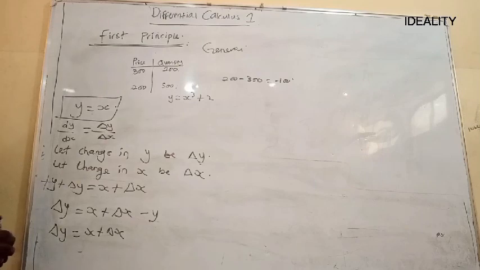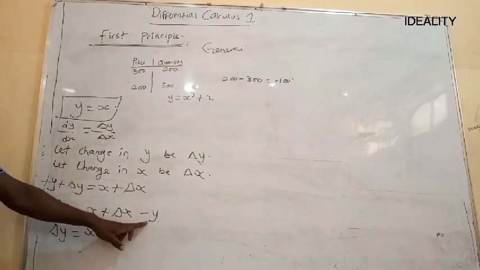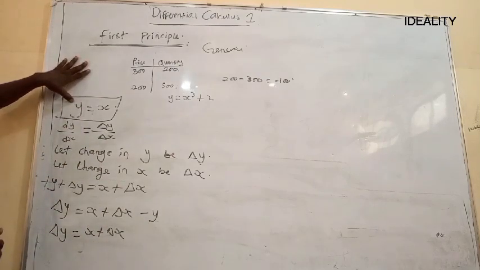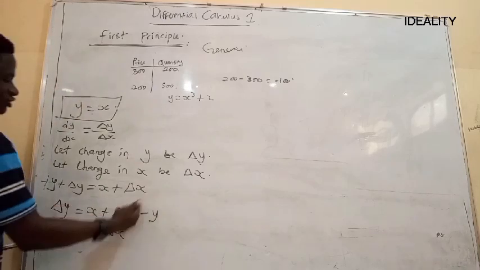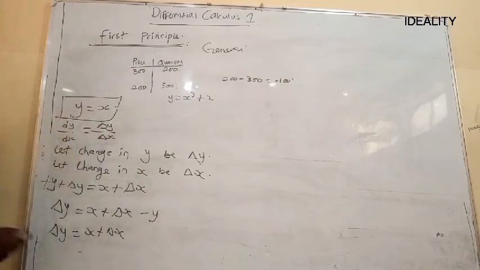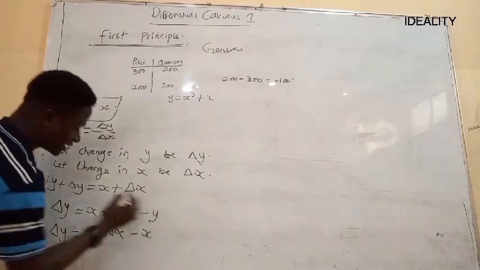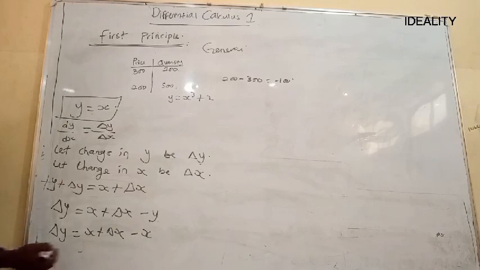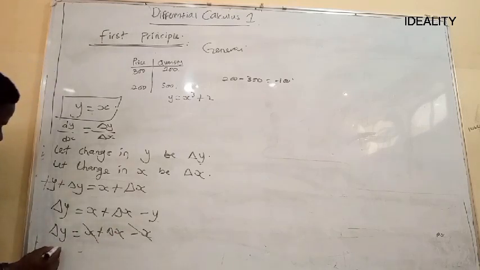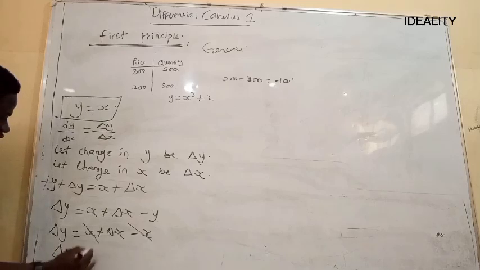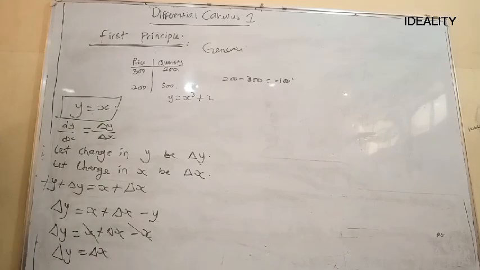Then we have theta y equals x plus theta x minus y. And you go back to the beginning of the question. What is the value of your y? The value of your y from the beginning of the question is x. So anywhere you see y, you put x. So I can simply replace this y with x. So we have minus x. Now I have plus x here, minus x. This cancels this. So I have theta y equals theta x.